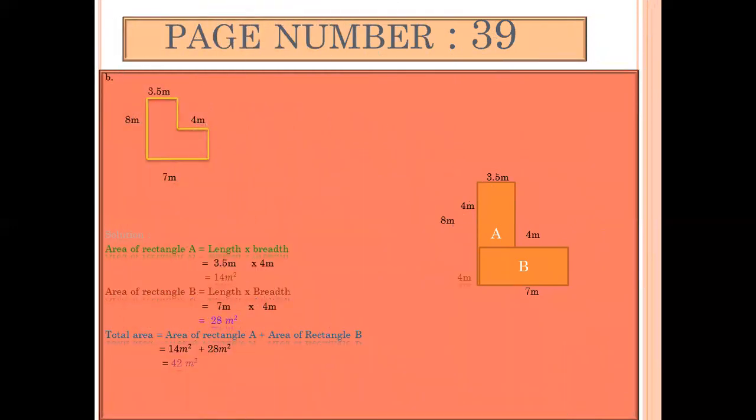What a horrible shape is that. You see that different measurements are given in the actual figure: 3.5 meter, 4 meter, and 7 meter. Three lengths are given: 3.5, 4, and 7. And only one breadth is given to us, which is 8 meter. This is the largest side of the triangle, the largest breadth. Although we have two breadths over here, only one breadth is mentioned in the diagram, which is 8 meter.